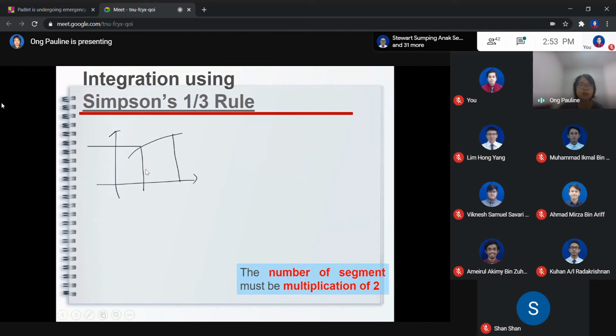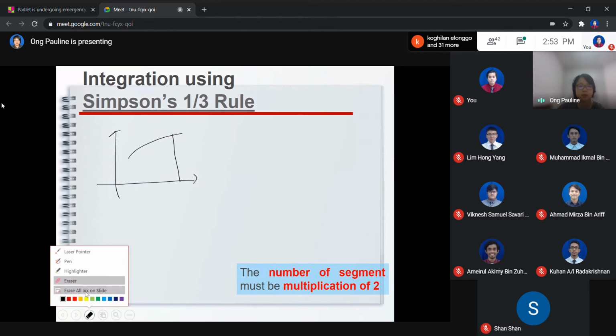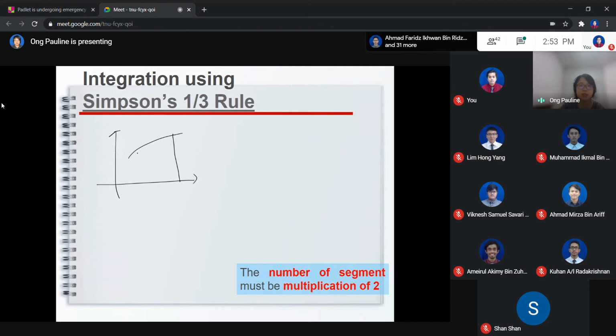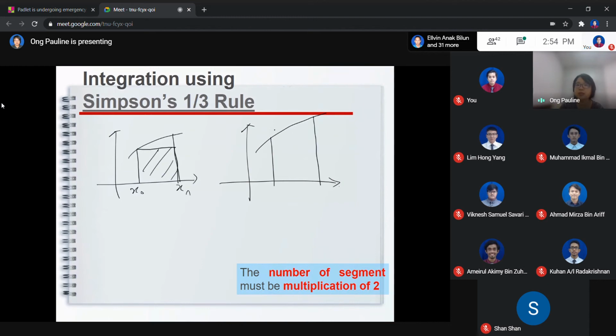Okay, let us only consider that we try to approximate the region by using one rectangle. So this is S0 and this is Sn. Okay, and also we look at the trapezoidal rule. So we try to approximate this region by using the trapezium. So this is the S0 and this is the Sn.